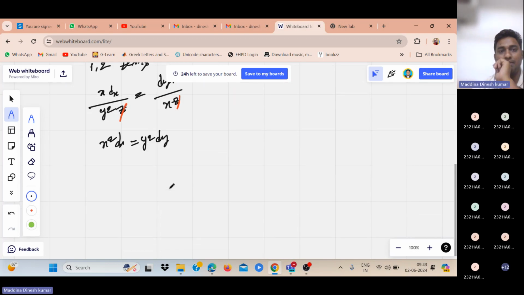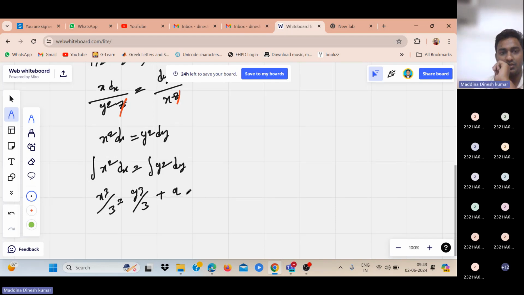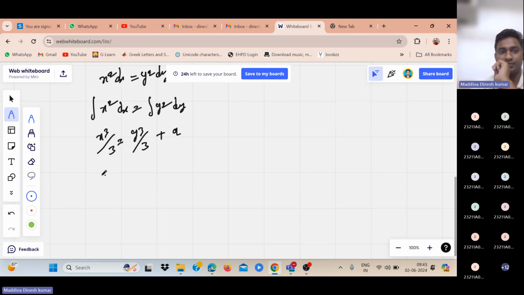Now applying integration, we get the integral of x square dx equal to the integral of y square dy. Here we will get x to the power of 3 by 3 equal to y to the power of 3 by 3, and some constant will come. That constant I am going to assume as some a. So we get x to the power of 3 minus y to the power of 3 by 3 equal to a.